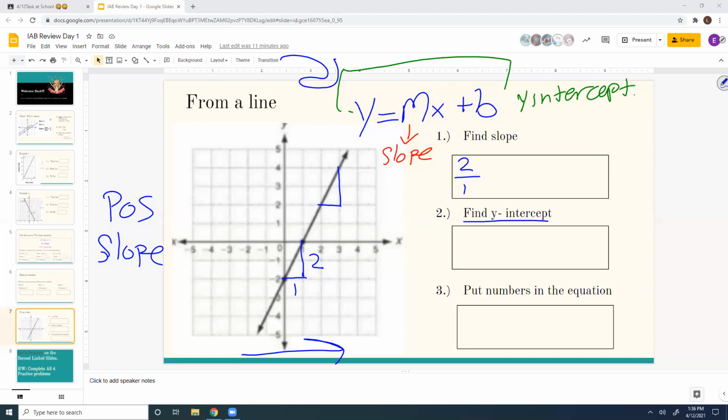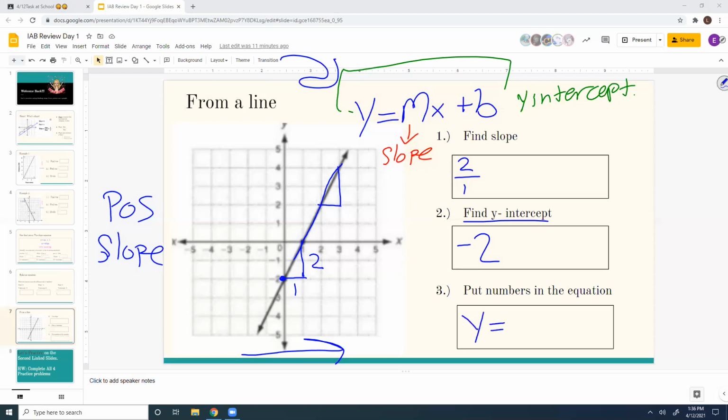That's where our line does what? Hits the y-axis. Where does it hit the y-axis? If you follow it down, that point right there, it hits the y-axis right there on that blue point. That is the number -2. Very good. Now we put it all together and create an equation of y equals what?